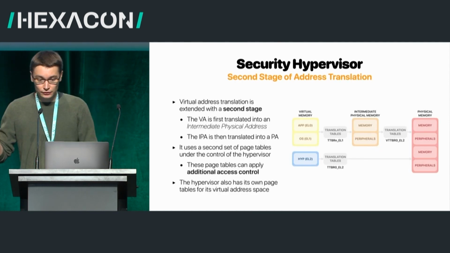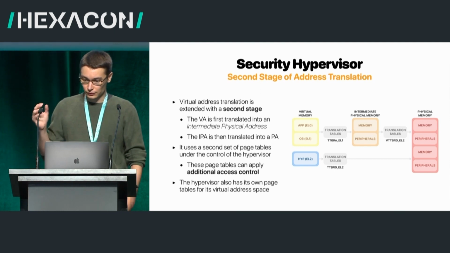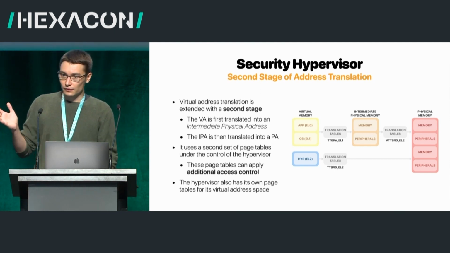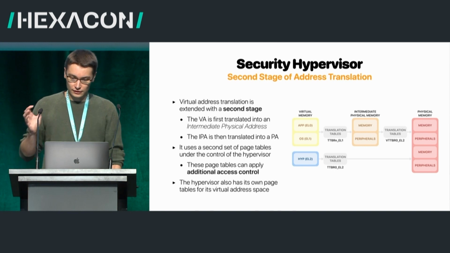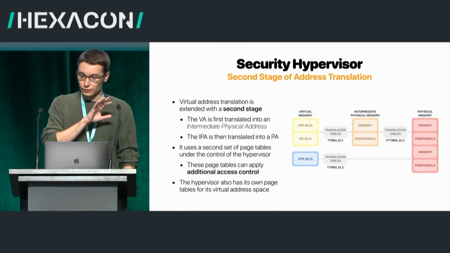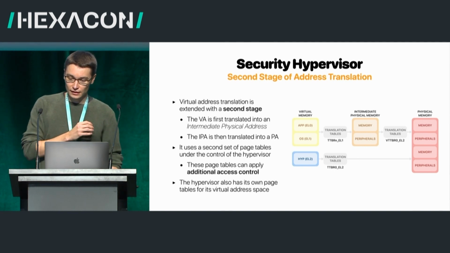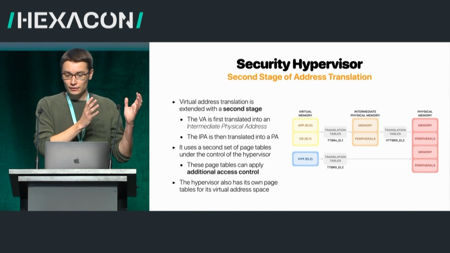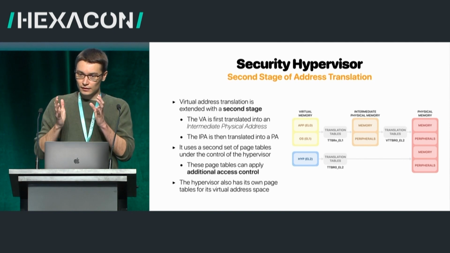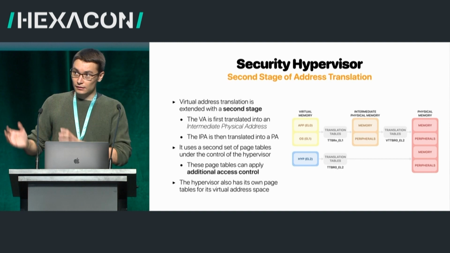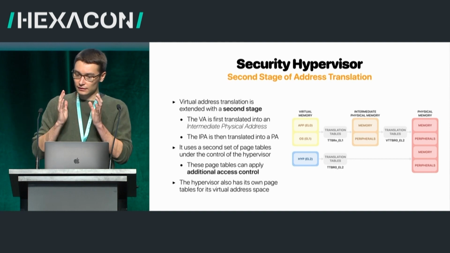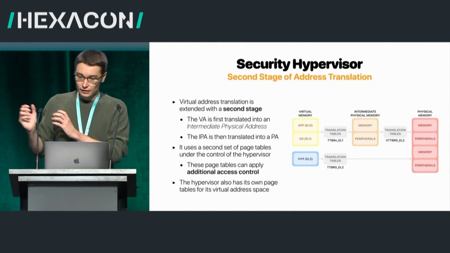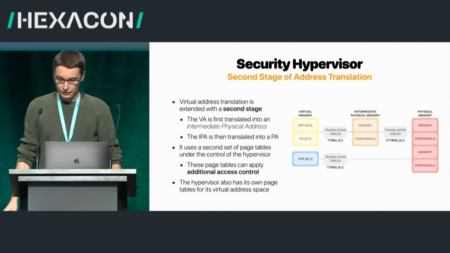So you might be wondering, how is the hypervisor able to enforce all of that? And that is done thanks to a second stage of address translation. So you've got your existing first stage that translates a virtual address into what they now renamed an intermediate physical address. And then there's this new second stage that translates this intermediate physical address into the actual physical address.